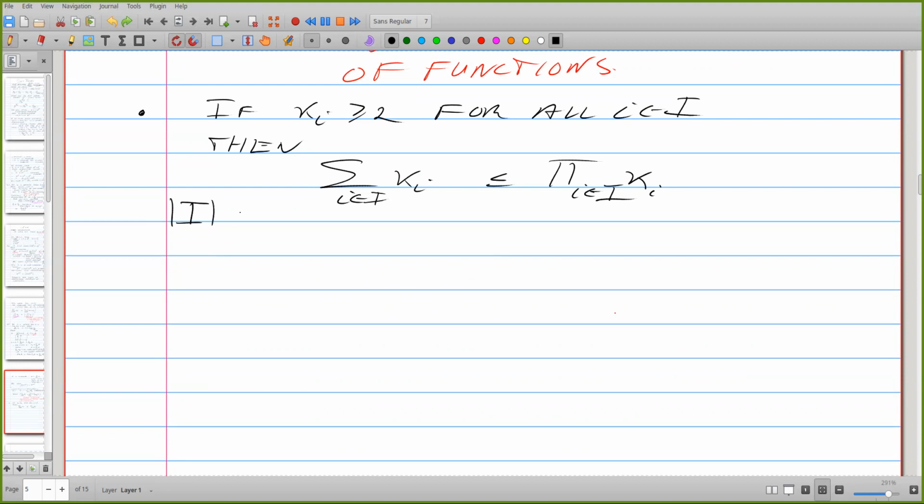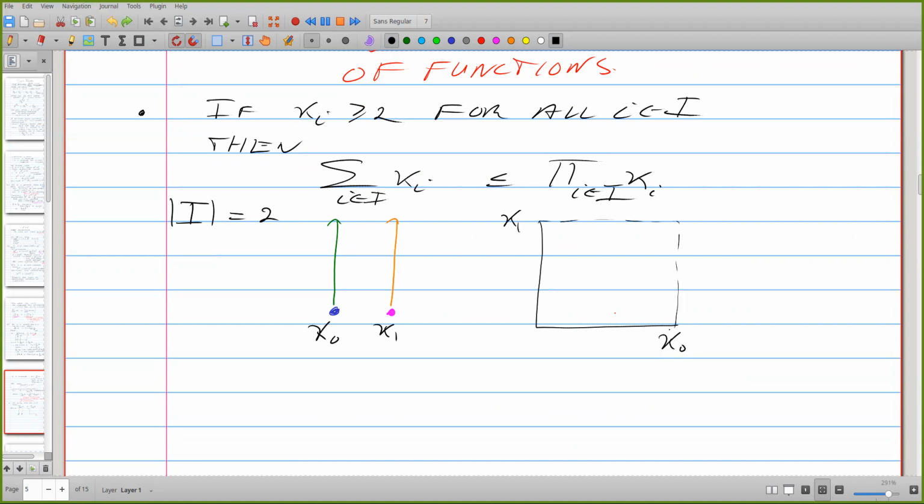Case one. Okay, we don't do the case where I has one element for obvious reasons, but what do we do if I has two elements? Well, then I have two cardinals and I have their union. And here I have their Cartesian product.